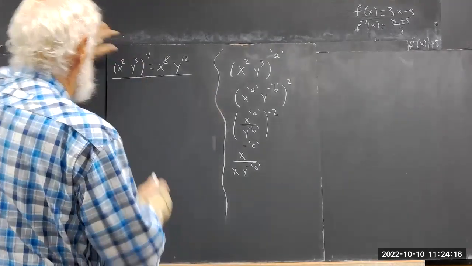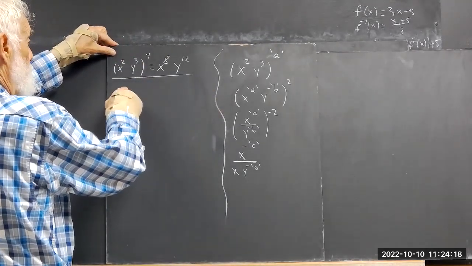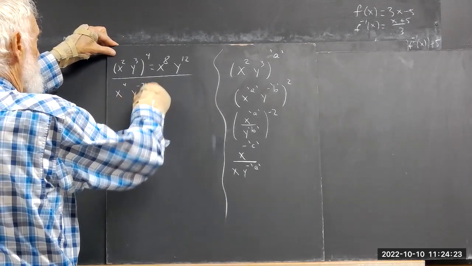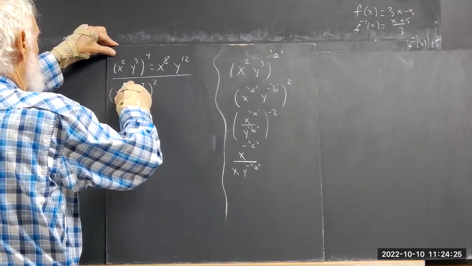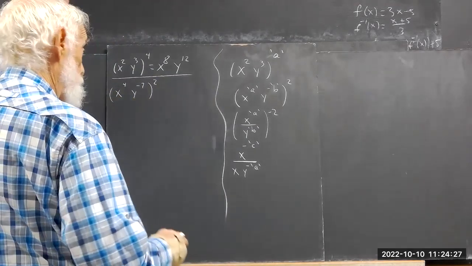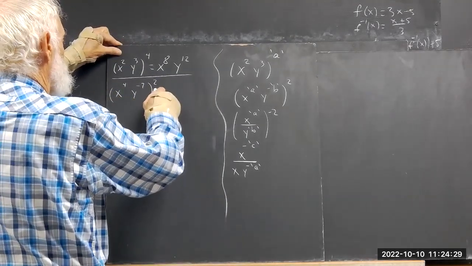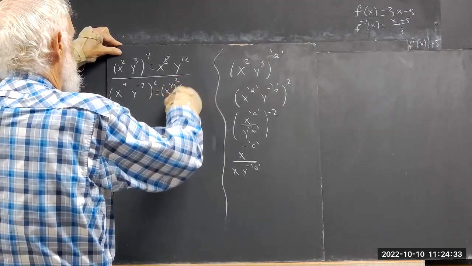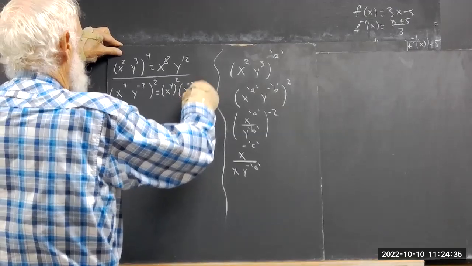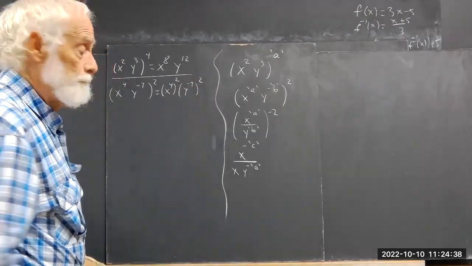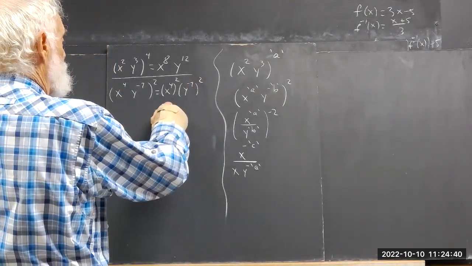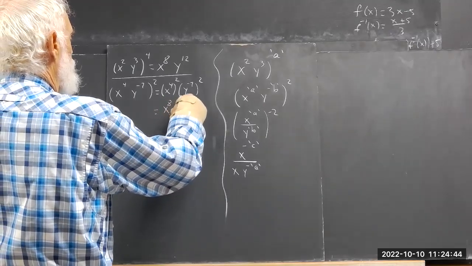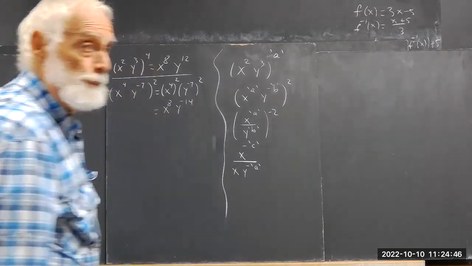Okay, this one. Let's say we've got x to the fourth, y to the negative seventh, squared. Well, applying the rule, that's x to the fourth squared times y to the negative seventh squared, which equals x to the eighth, y to the negative 14th.